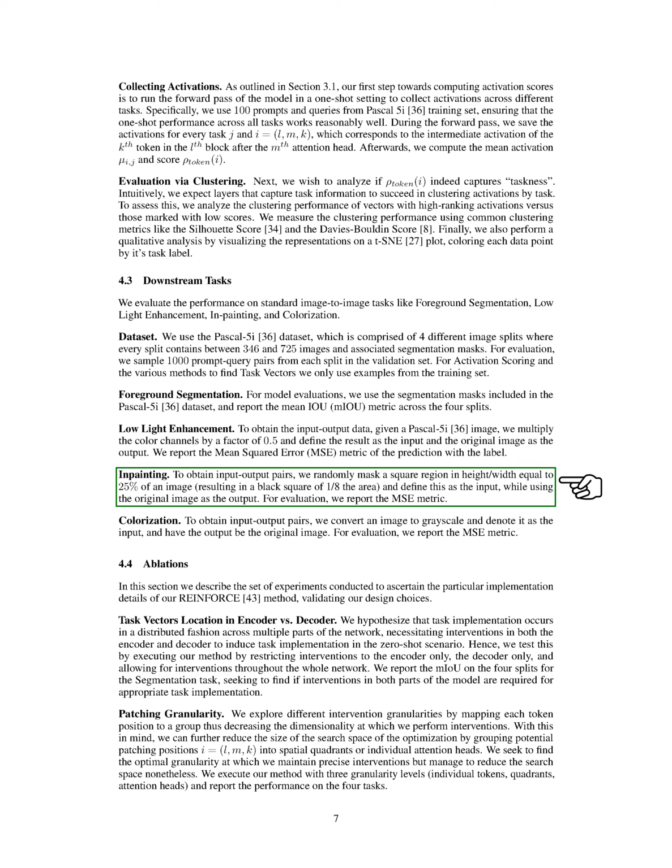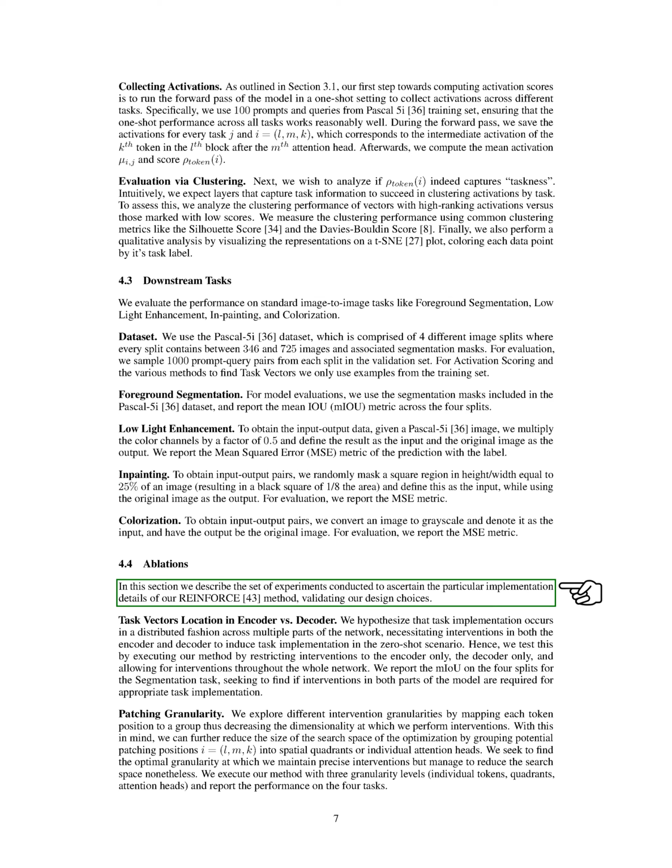In inpainting, we mask a square region, with side equal to 25% of the image's height and width, with a black square, 1/8 of the area, to create input-output pairs, using the original image as the output. The MSE metric is reported for evaluation. For colorization, we convert an image to grayscale as the input and use the original image as the output. The MSE metric is reported for evaluation.